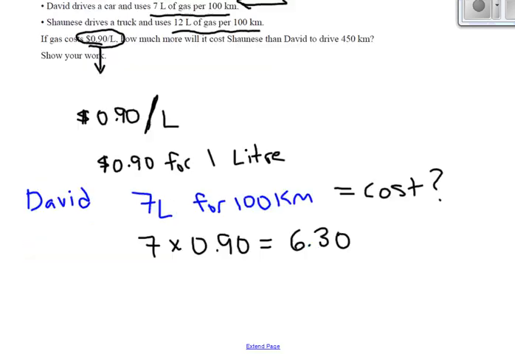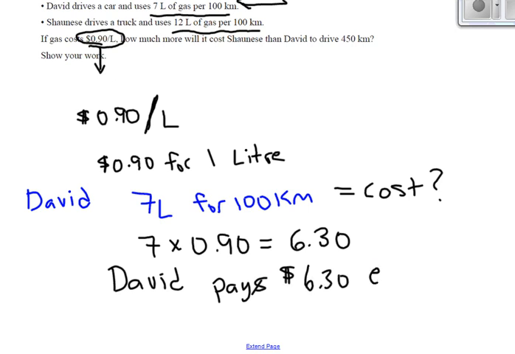So I know that David pays $6.30 every 100 kilometers. I don't know what's going on with the pen, guys. Sorry. David pays $6.30 every 100 kilometers.